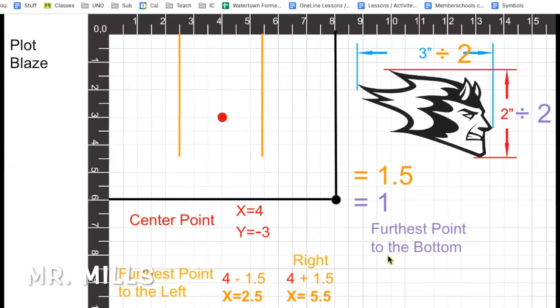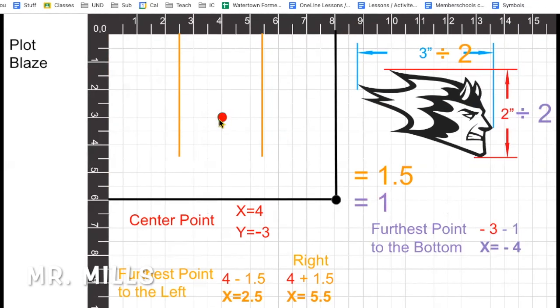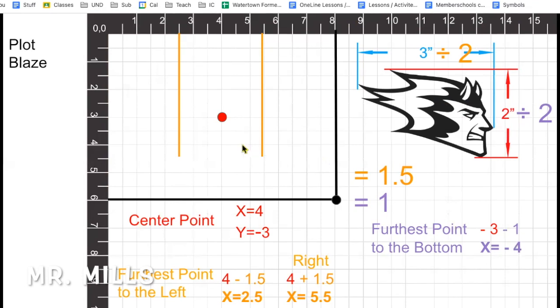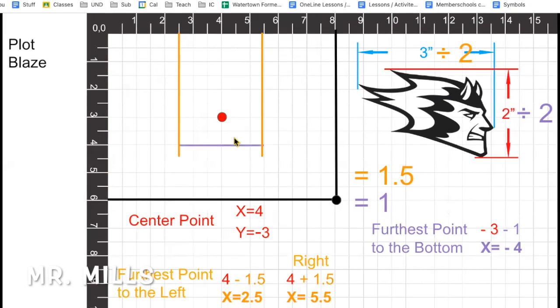So what that's going to look like is we're going to take 3, -3, right? Because we're working down. So this is -3, subtracting 1, because that was the number we got. So -3 minus 1 is -4. So our bottom point of Blaze's head is going to be -4. So we're going to go ahead and plot or trace a little line there.